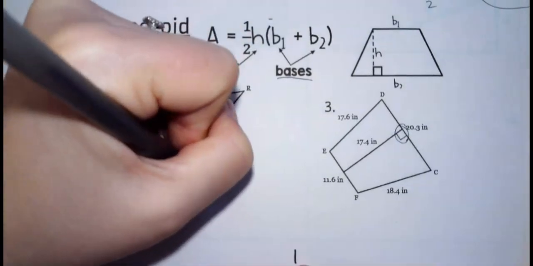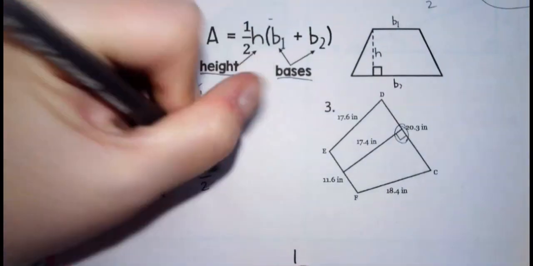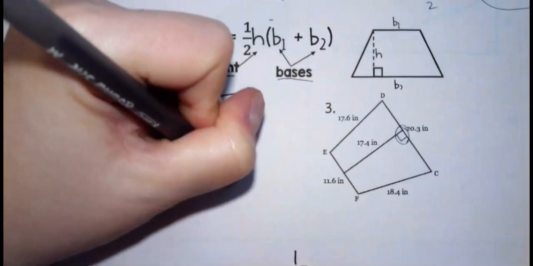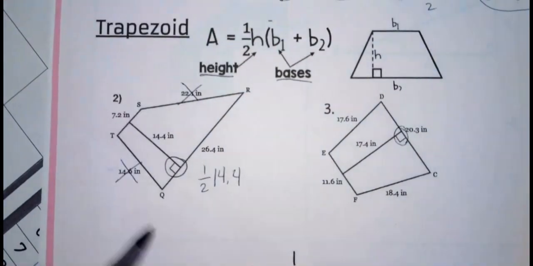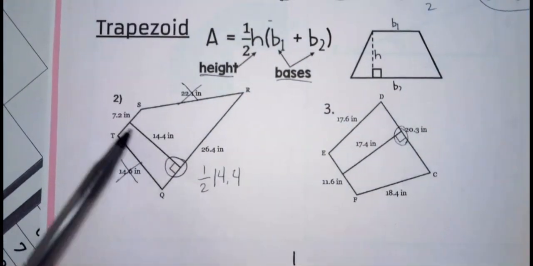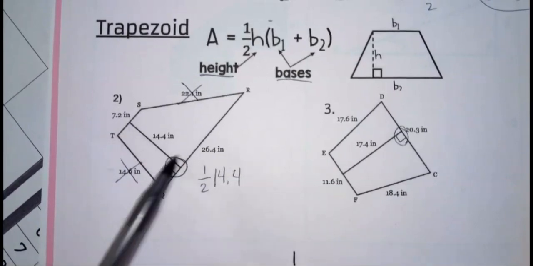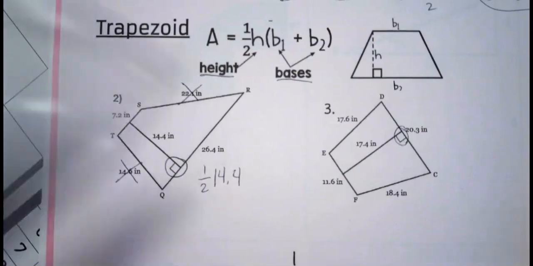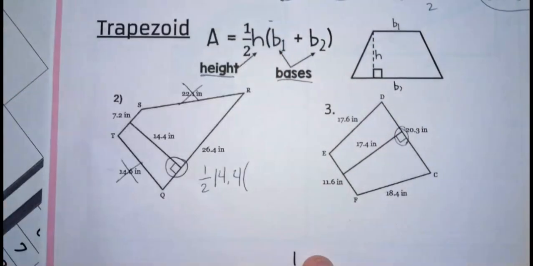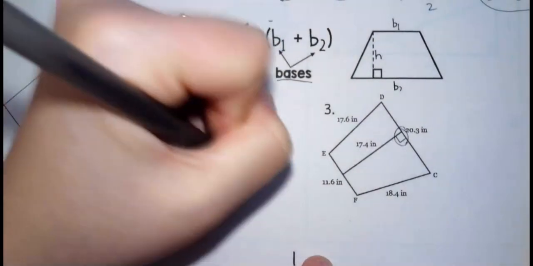So I have 1/2 times the height, which is 14.4. How do I know that that's the height? Because the height is the one thing that touches the 2 bases. The height is perpendicular to the bases. There's 2 bases, and there's 1 height for a trapezoid. Then I'm going to put my parentheses, and I'm going to add my bases together.